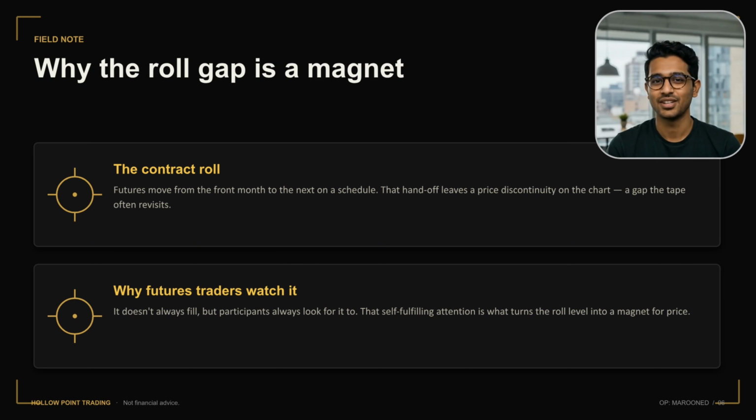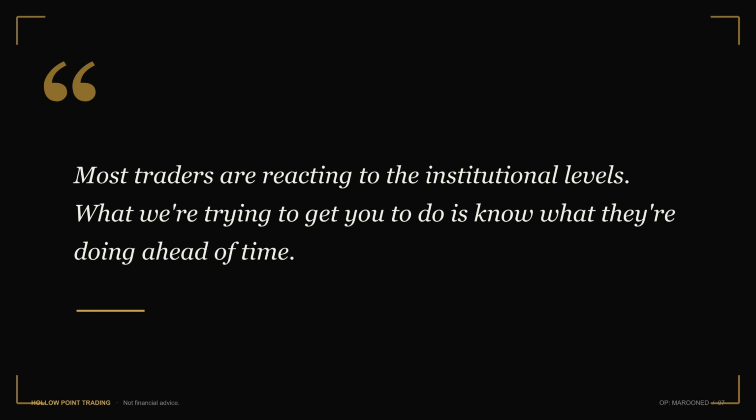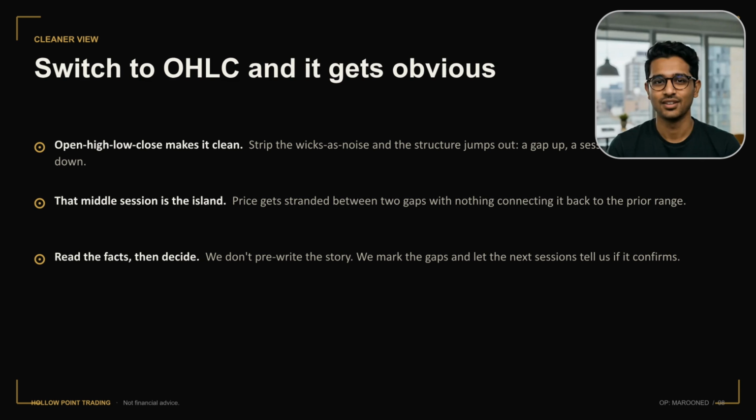Why is the roll gap a magnet? Futures contracts shift on a set schedule, creating a price discontinuity on the chart. Traders watch these levels, creating a self-fulfilling effect. Most traders react to institutional levels. Our goal is to help you understand these moves ahead of time by focusing on the read, rather than just the reaction. Switching to an OHLC chart makes the structure clear.